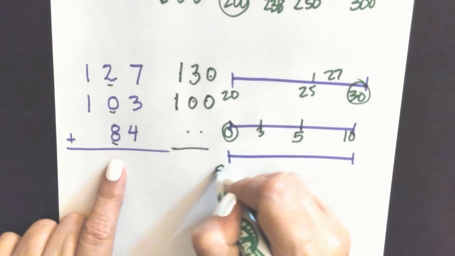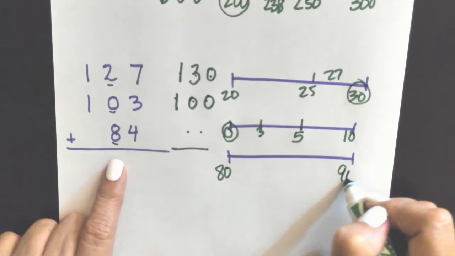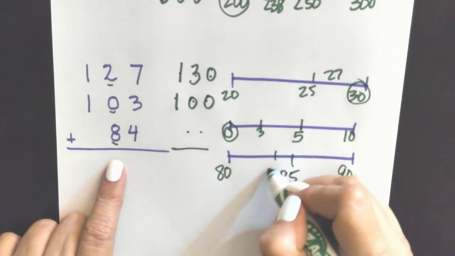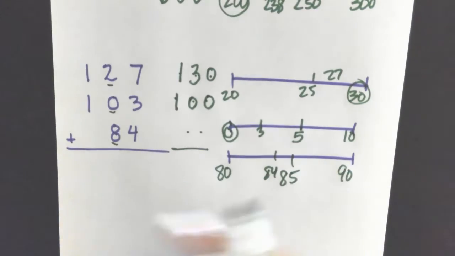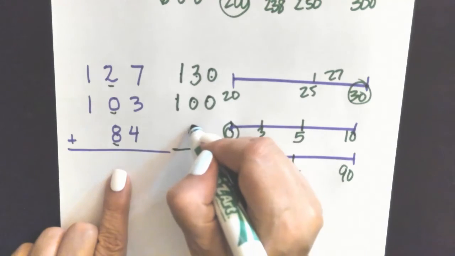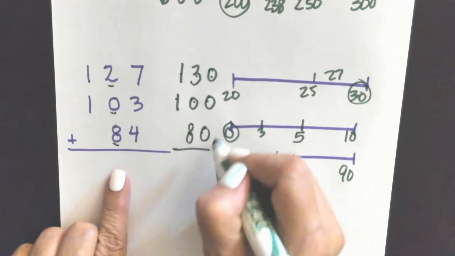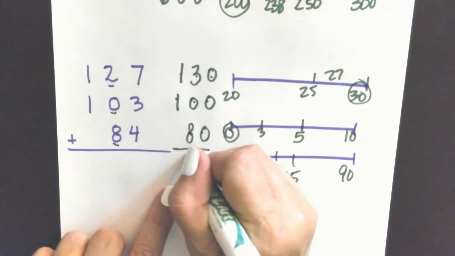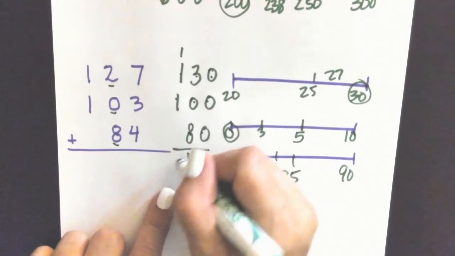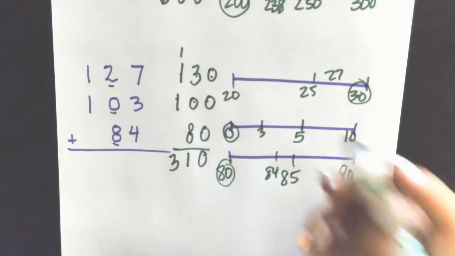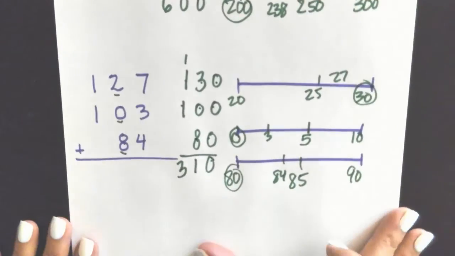84. 80, 90, 85, 84, and it's closer to 80, and here we go. 8 and 3 is 11, and that's 310. Yay. Okay, now let me show you something.